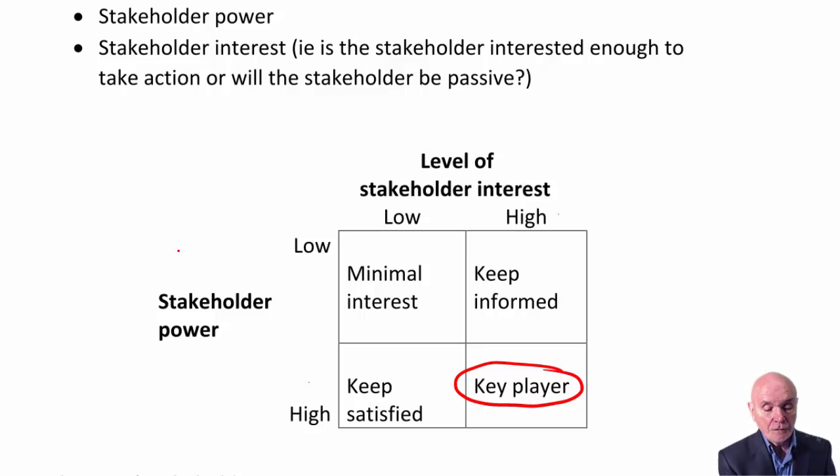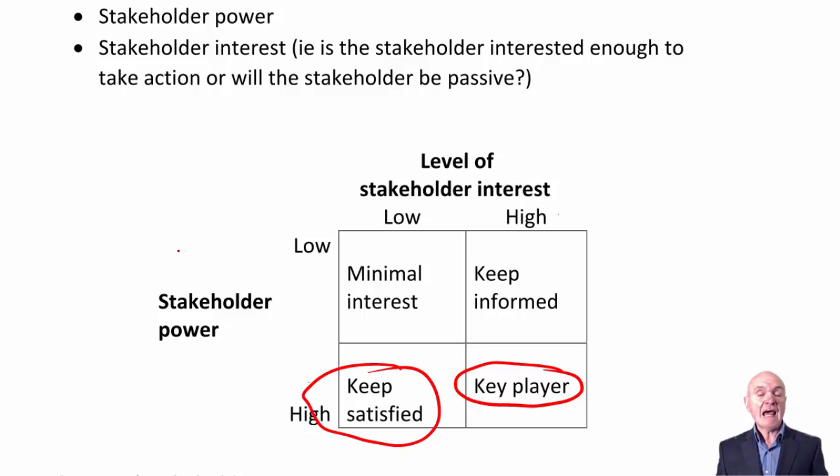Perhaps second in the queue here is keep satisfied. These people have power, but for some reason are reluctant to act on that power. They have a relatively passive sort of attitude here, perhaps through habit, perhaps through ethical or professional reasons. For example, until recently, doctors and nurses in the health service in the UK never went on strike.